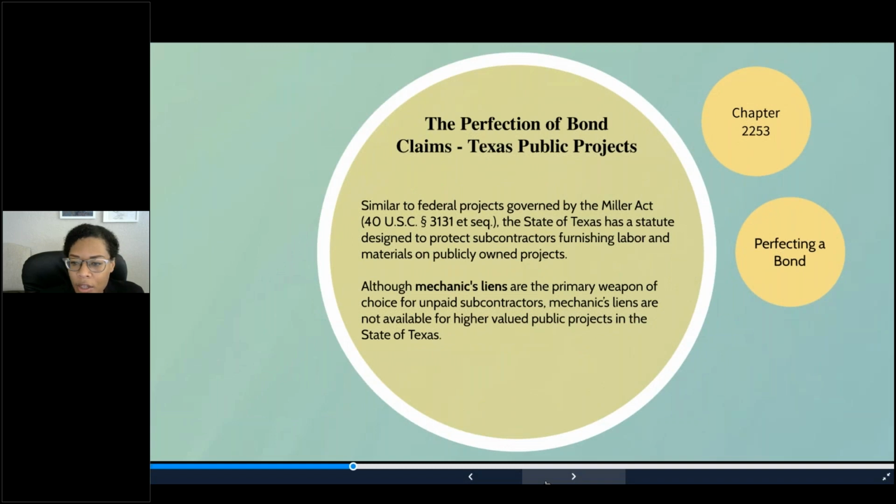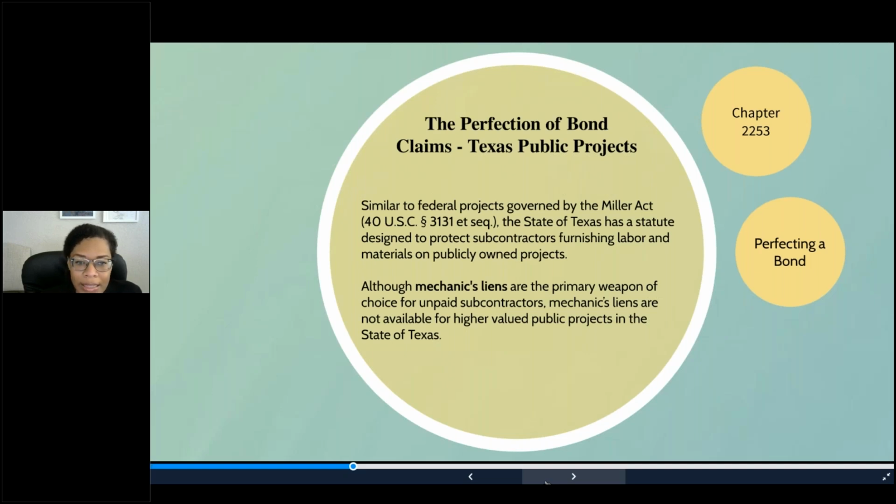All right. So the first type of bond I want to talk about are the Texas Public Work Project bonds. Okay. Now in the state of Texas, when it comes to public work projects, they are required to have a bond in place. It's very similar to the federal statute that requires a bond for federal projects. The federal statute, they call it the Miller Act, and in the state of Texas, we have a very similar statute that's designed to protect subcontractors furnishing labor and materials on publicly owned projects.